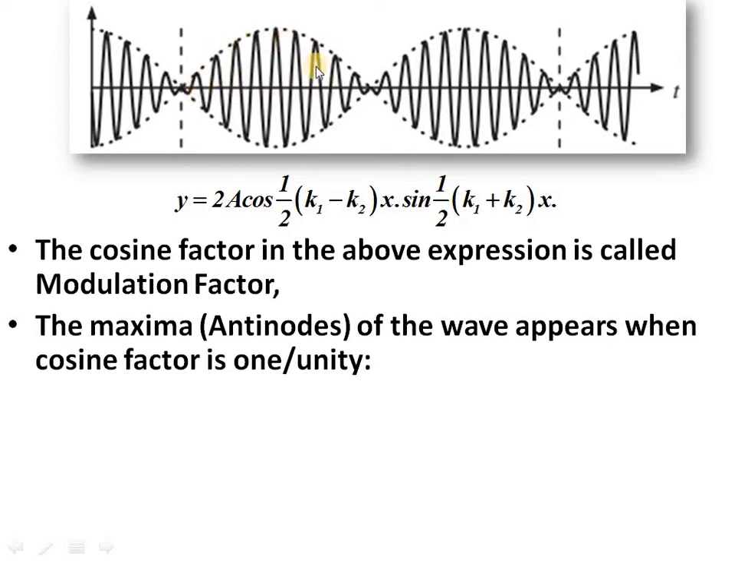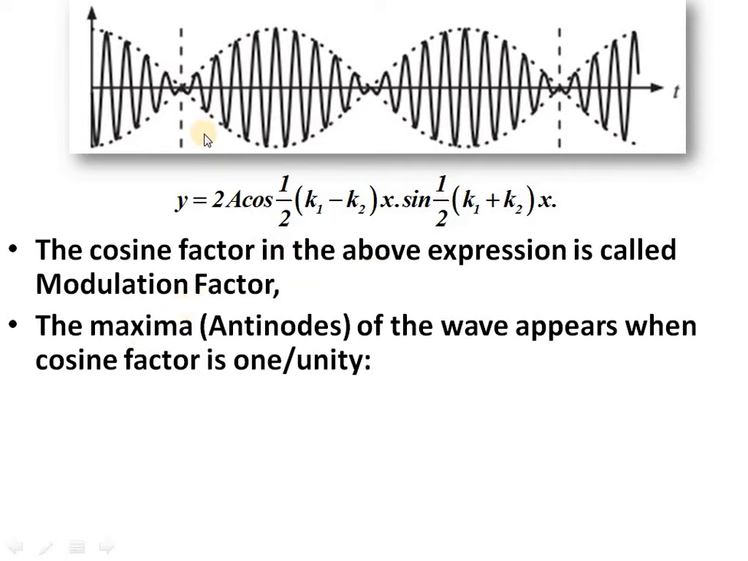You can see inside the envelope there is an oscillation that is shown by the sine factor, and the outside, external envelope oscillation is shown by the first factor, that is 2a cos((k1 minus k2)/2). The cosine factor in the above expression is called the modulation factor.